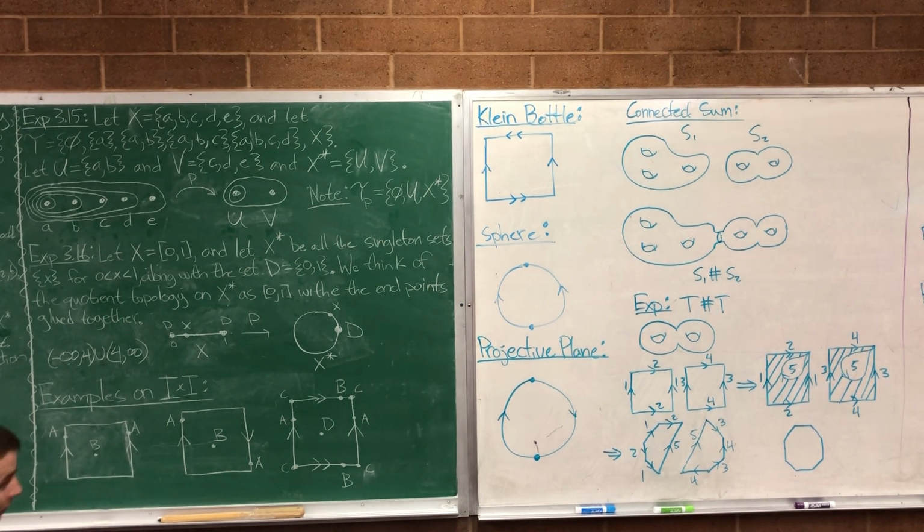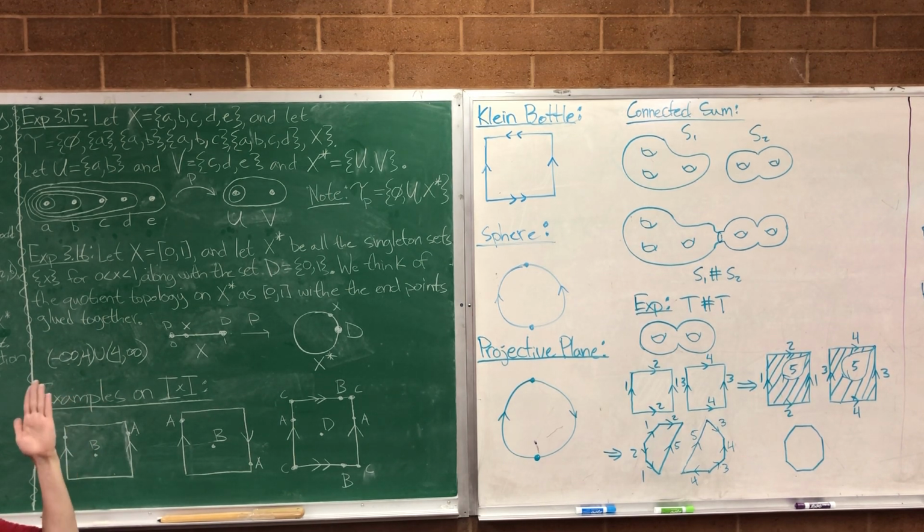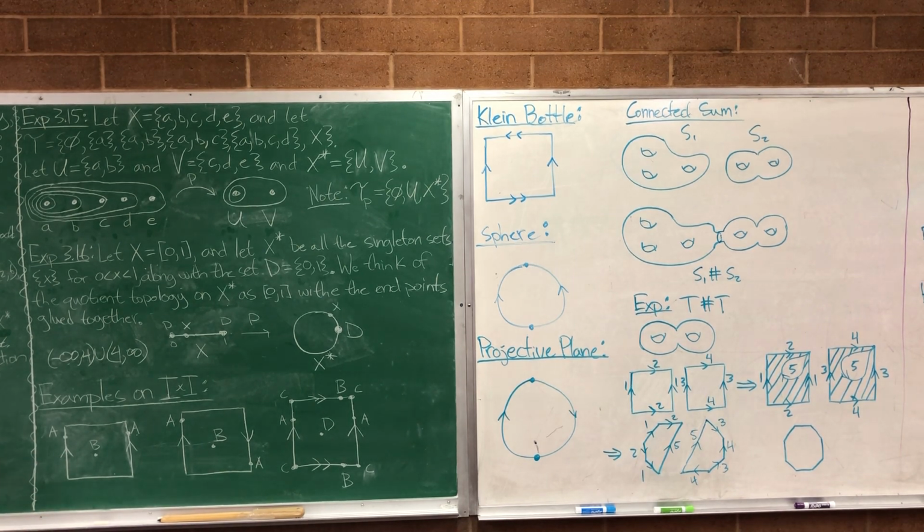We're going to look at 3 examples on I cross I. What's I cross I? It's just a unit square. Yeah. So we're going to take the unit square and we're going to keep creating partitions on it. I'm not going to explicitly write out what the whole partition is. I think you'll get it from here on out. But we're going to write out some interesting ones.